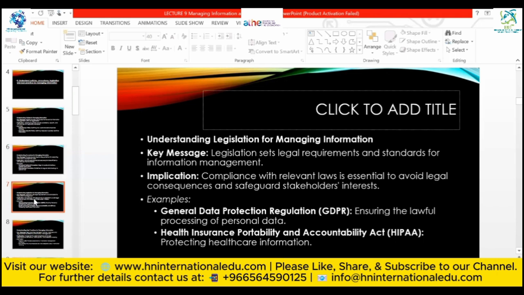Legislation. Now we have to understand legislation for the managing information part. Legislation sets legal requirements and standards for information management. Compliance with relevant laws is essential to avoid legal consequences and safeguard stakeholders' interest.